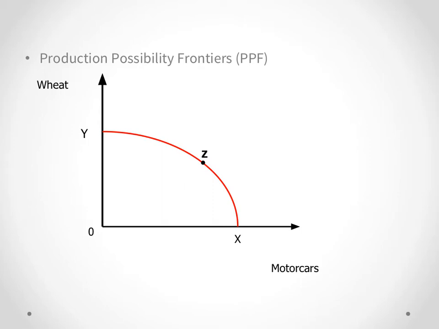The PPC is a curve because not all the factors of production used to harvest wheat and produce motor cars are equally good at both occupations. We'll explore that further in class.